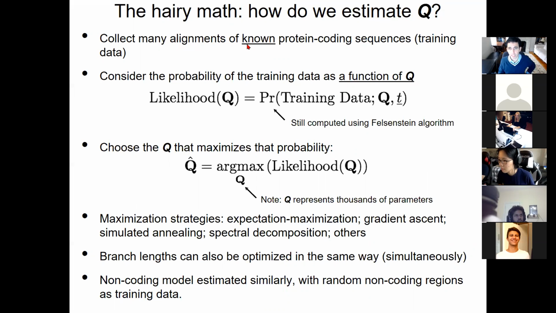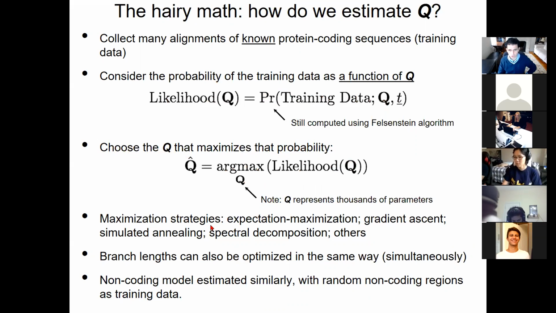And of course, there's a lot of hairy math for how do we actually estimate Q. We can collect as many alignments of known protein coding sequences, that's the training data, and then consider the probability of the training data as a function of Q, where basically the likelihood of Q is computed as a probability of the training data, and then these parameters Q and whatever elapsed time T, using the Felsenstein algorithm that we're going to talk about next week. And then we're going to choose the Q that maximizes the total probability of observing the training data. So we're basically choosing the parameters that maximize the likelihood of the training data.